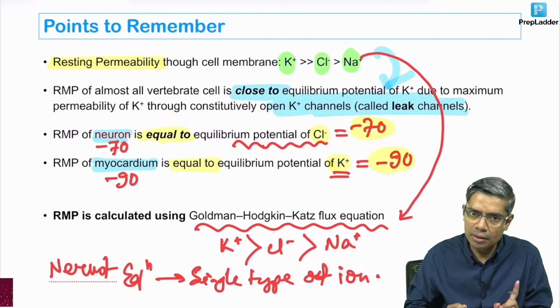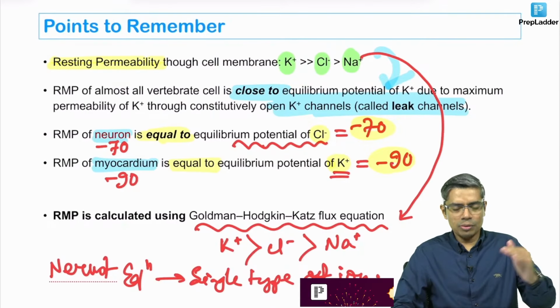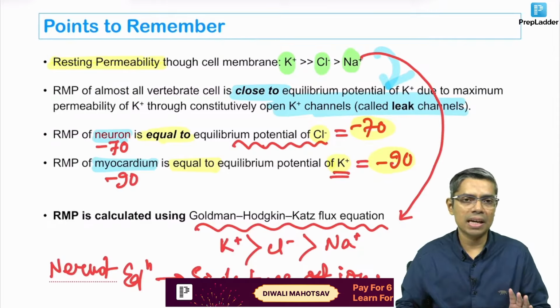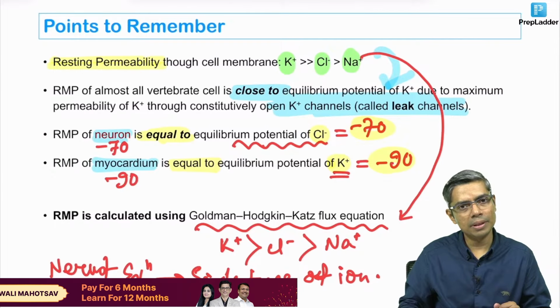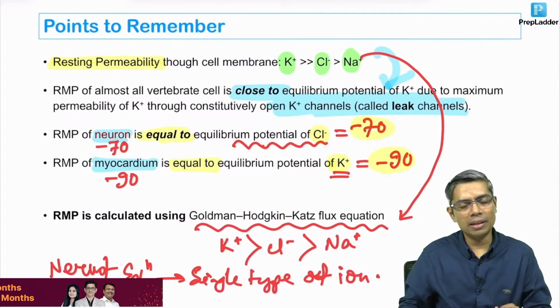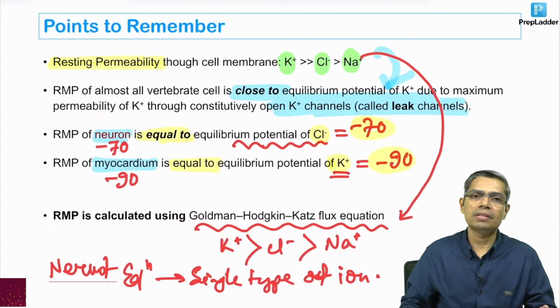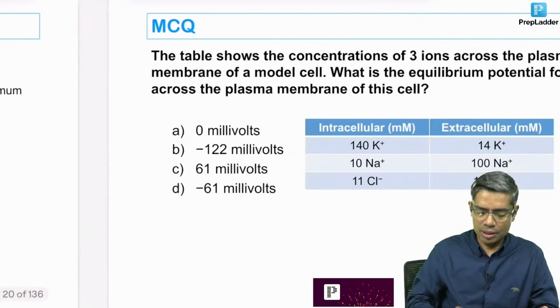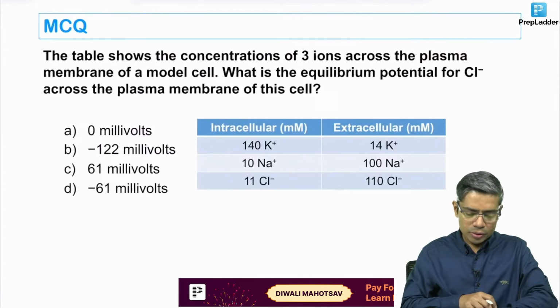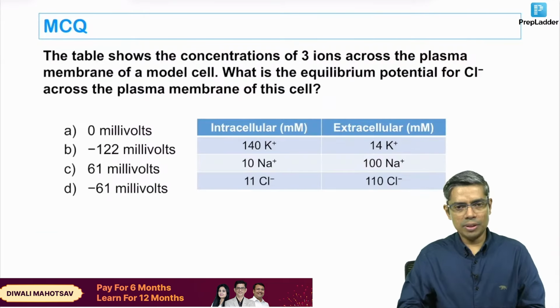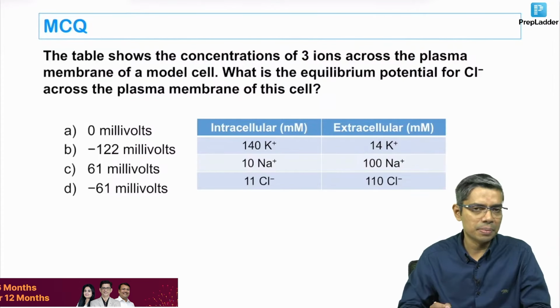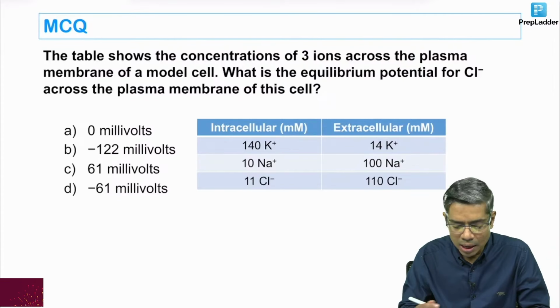Got it? Okay. So when multiple ions are diffusing through the cell membrane, Goldman-Hodgkin-Katz has to be used for diffusion potential calculation, and that is equal to your RMP. But whenever only a single type of ion is passing through, then the best equation is the Nernst equation. Okay, so this information you have to remember. Now, based on the Nernst equation, this question has been formulated. This is not a repeat question, but this kind of question has been repeated multiple times in INI-CET.